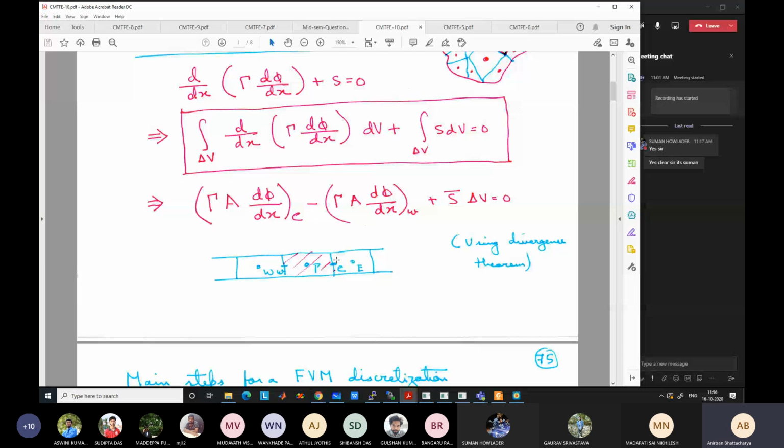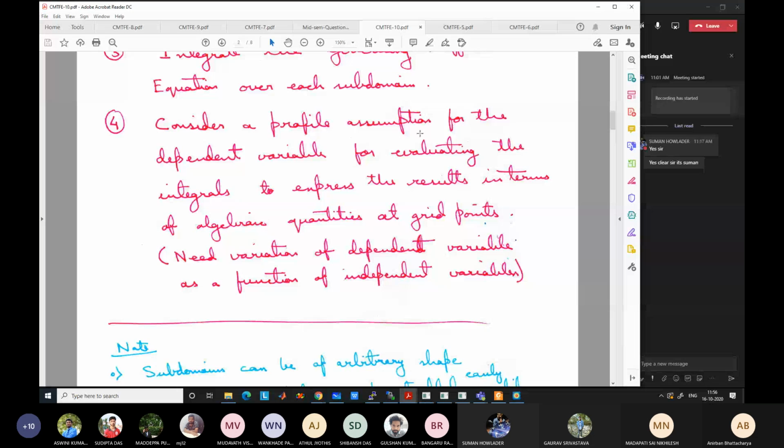But for the sake of writing the steps, I have written it here. Consider a profile assumption for the dependent variable for evaluating the integral, to express the results in terms of algebraic quantities. Ultimately, we want to get algebraic quantities at the grid points. To do this, we need the variation of the dependent variable as a function of the independent variable.